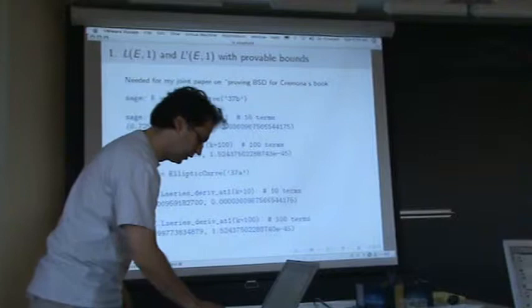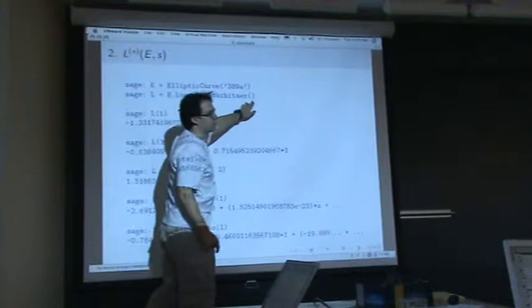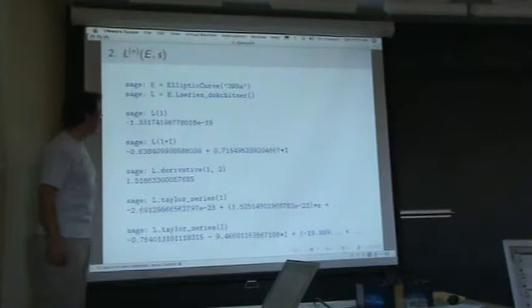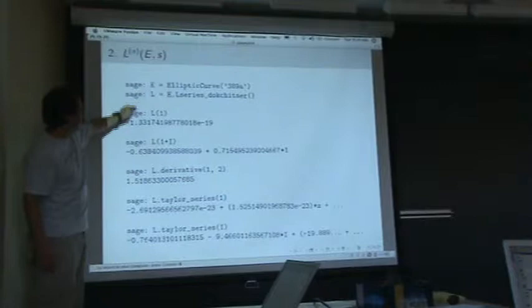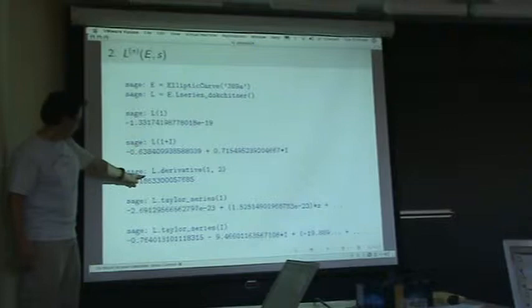All right. Here's an example using Tim Dokchitser's program. You just say L series Dokchitser. There's an optional argument, which is the precision you want to work to. If you put 100 here, 100 bits, things will be slower, but you'll get more digits in your answers. This is a curve of analytic rank 2, so the L-function vanishes at 1, to the precision you're working. You can evaluate at any point you want, which is kind of fun. If you wonder what the value is at 1 plus I, it gives it to you, and it's very fast. You can compute any derivative at any point.